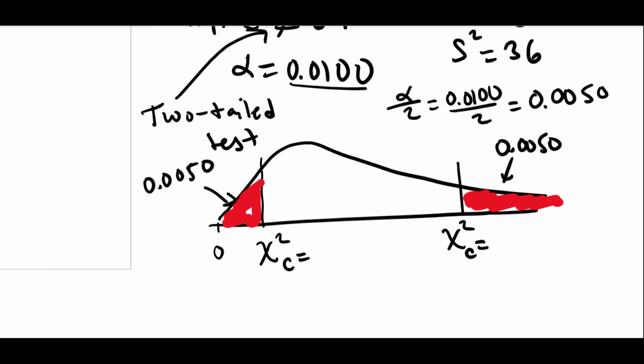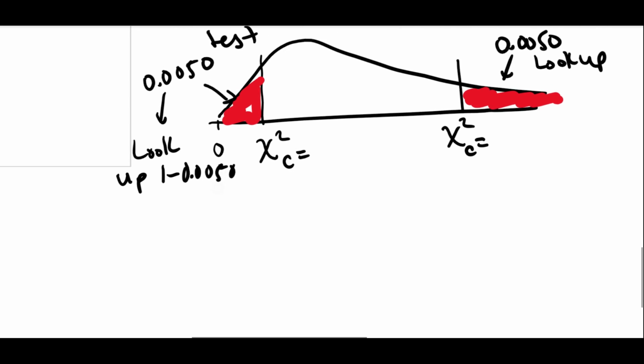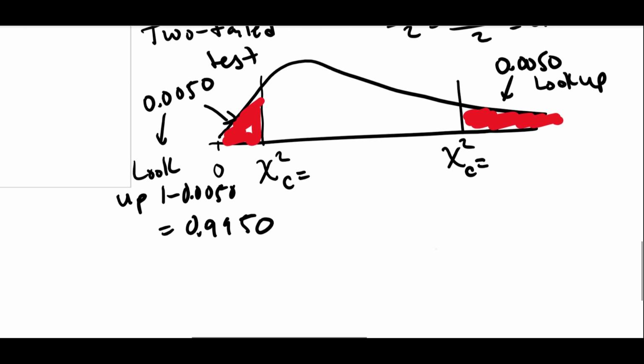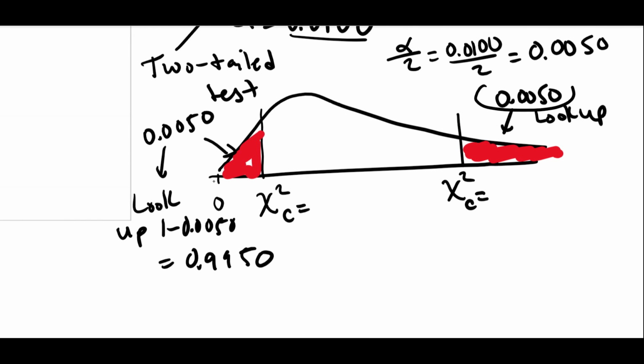Now remember, the chi-square table gives you areas to the right. So we're going to look this up to give us the area to the right. If we want to look up the left side, we need to look up 1 minus that number, which means we'll have to look up 0.995, and we'll have to look up 0.005. So we're going to look up both of those values on the chi-squared.